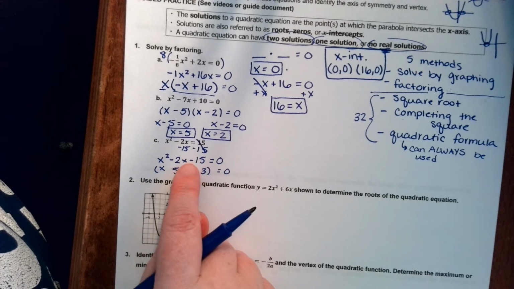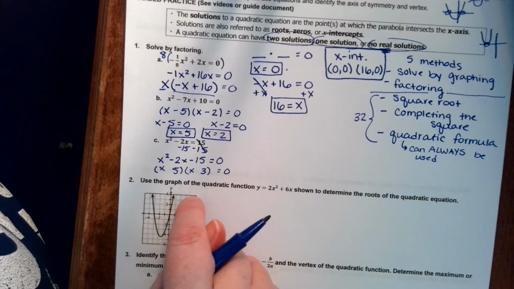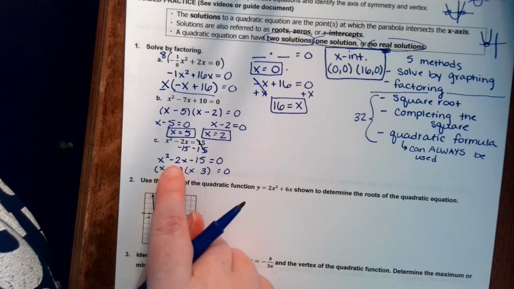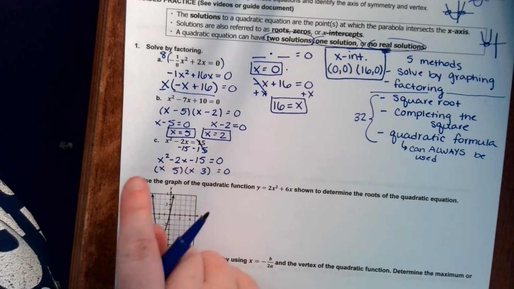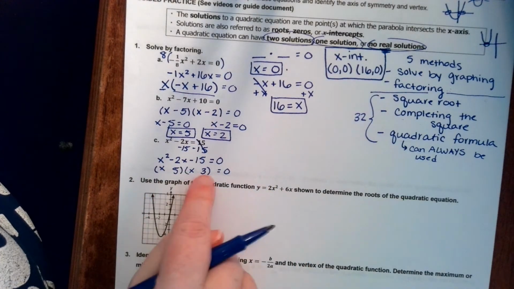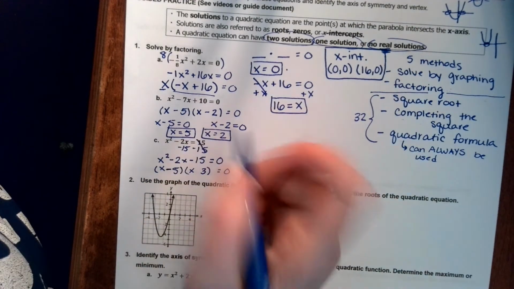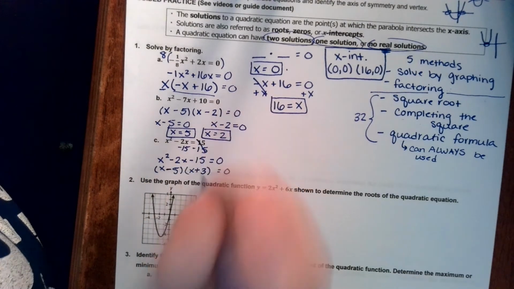So if we look, this is negative, which means my two terms should be different signs. One of them should be positive, one of them should be negative. My b value is negative. So since b is negative, that means the larger of the two numbers is negative. So we have negative 5 and positive 3.